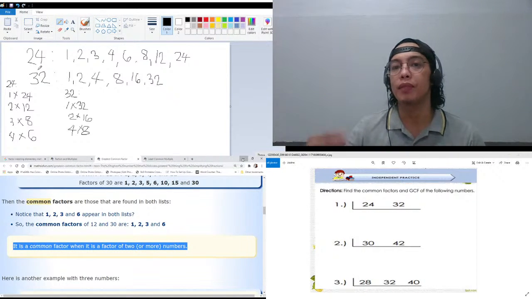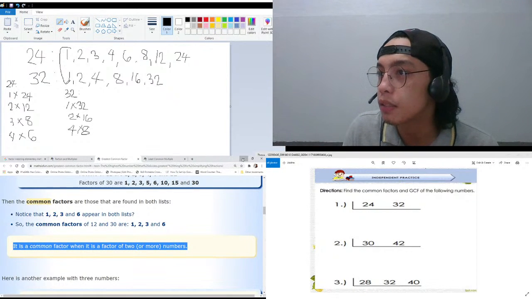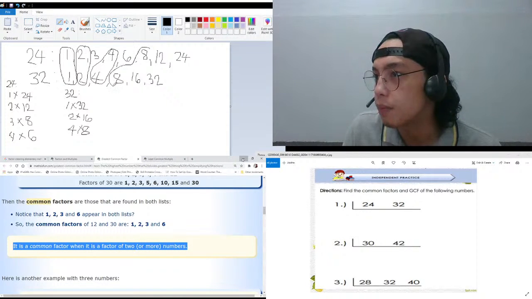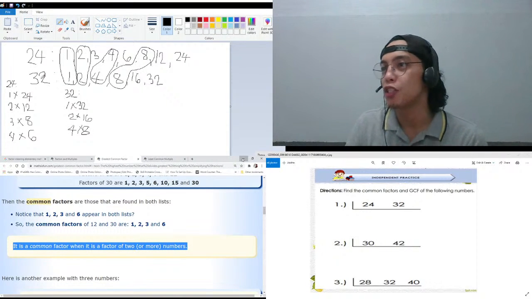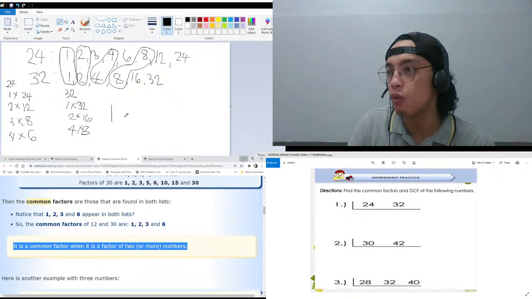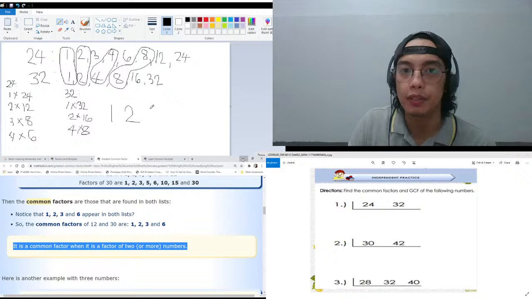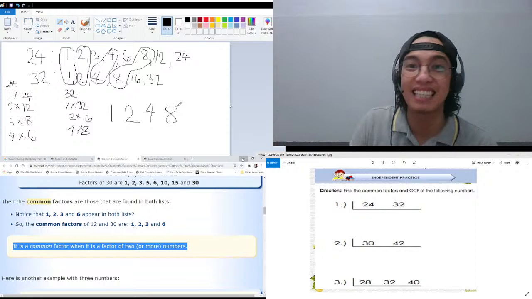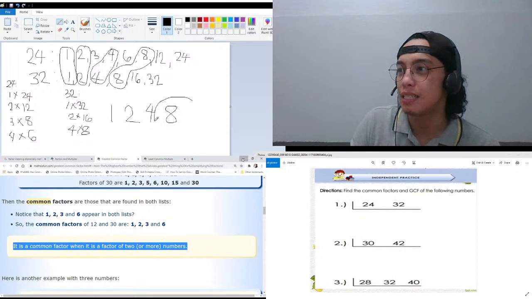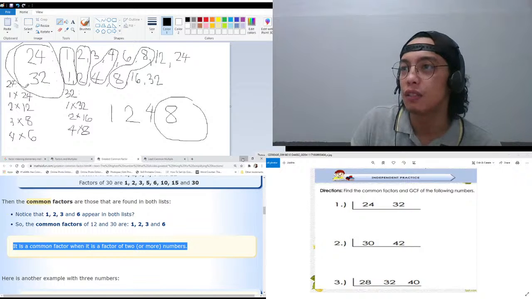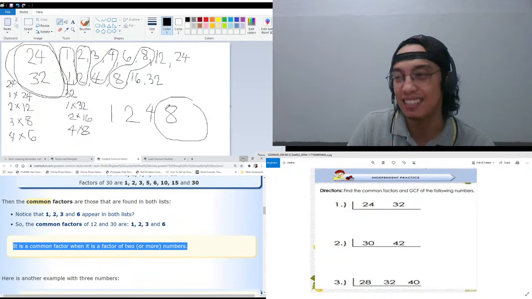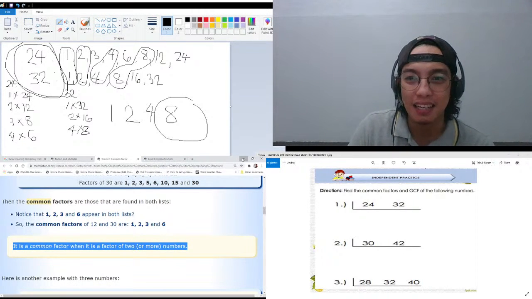Okay? So, atong i-encircle ang common sa duwa. 1 is a common factor. 2 is a common factor. 4 is a common factor. 8 is a common factor. So, sa mga common factors sa 24 or 32, we have 1, 2, 4, and 8. So, what's the greatest, or the biggest one? It's 8. So, the GCF of 24 and 32 is 8. Okay, you got it? I hope you got it. Let's try 30 and 42.